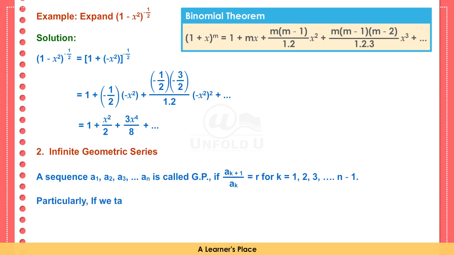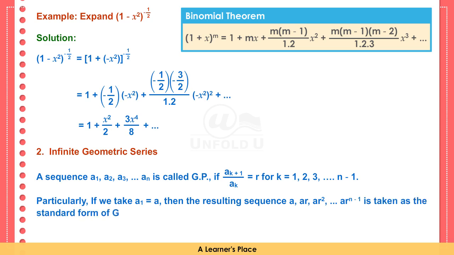Particularly, if we take a1 is equal to a, then the resulting sequence a, ar, ar square, so on, a into r raised to the power n minus 1 is taken as the standard form of geometric progression, where a is the first term and r is the common ratio of the geometric progression.